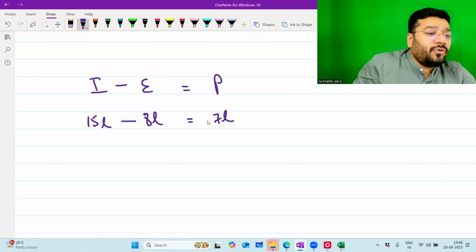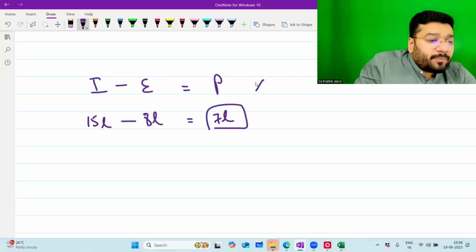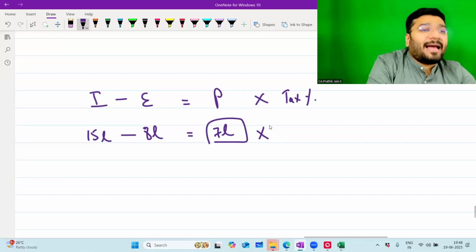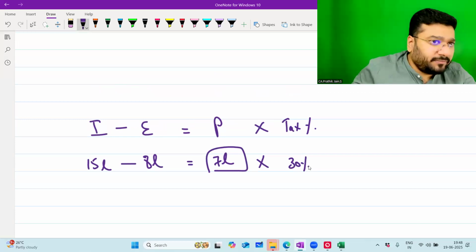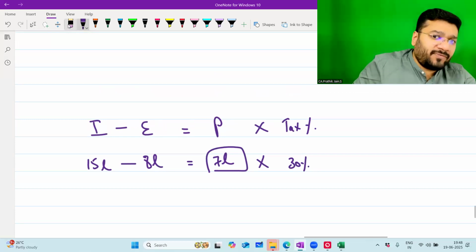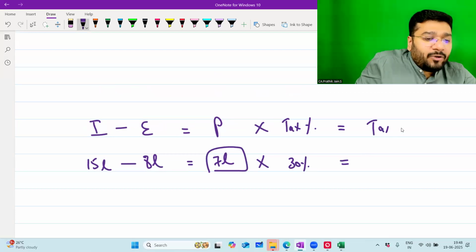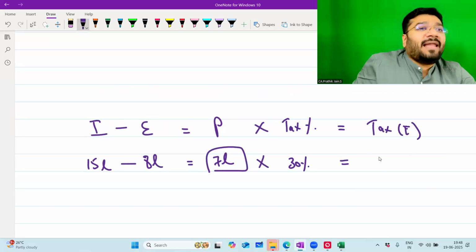Now, all of you know that on the profit, you're supposed to multiply the tax percentage. Imagine the tax percentage is 30. Since he said 30, I'm taking 30, or else I would have taken 10 only. But 30 is fine. He wants to complicate his life. No problem. So what is the tax that you're going to pay in rupees? 7 lakh into 30%.